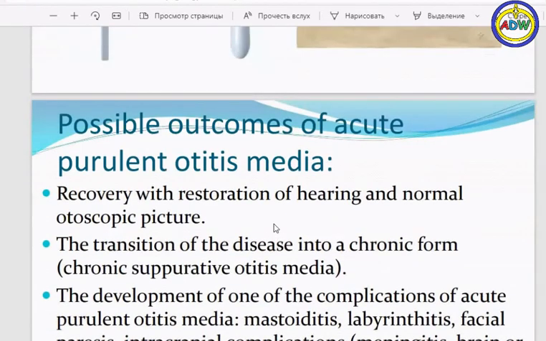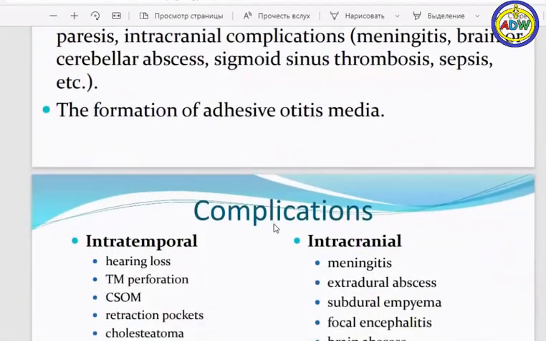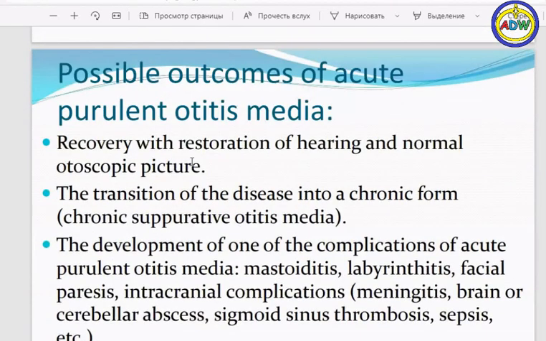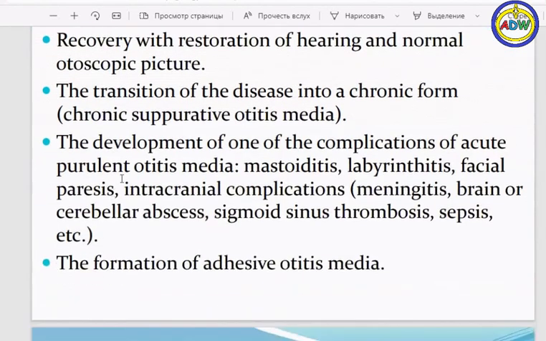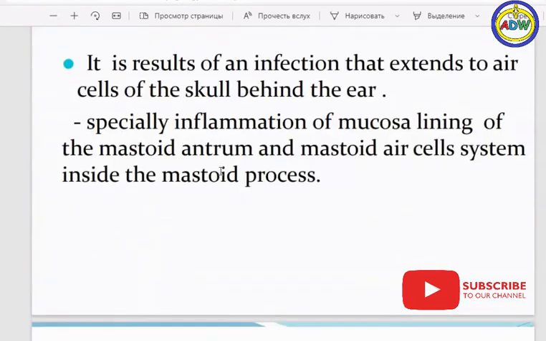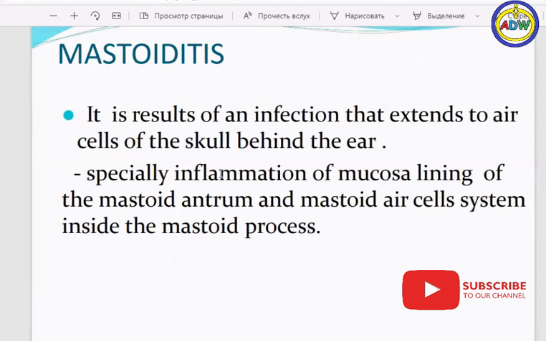These are the possible outcomes of acute purulent otitis media. Of course, there are different types: recovery, of course. It may become chronic. Development of complications: mastoiditis, labyrinthitis, facial paralysis, intracranial complications, and formation of adhesive otitis media. These are the complications. And mastoiditis, it will be acute and chronic.